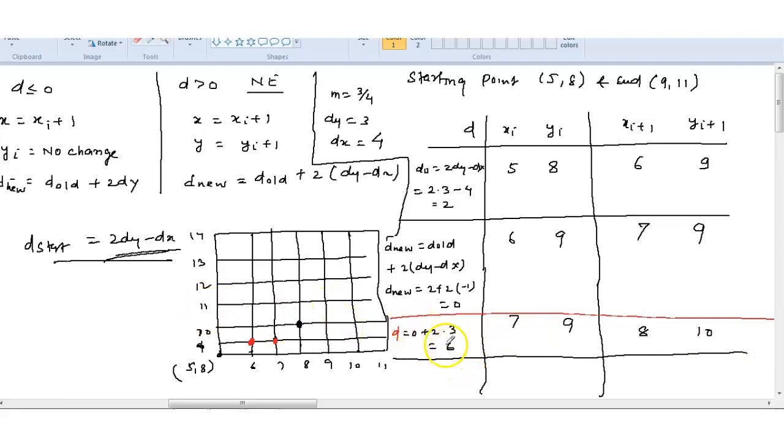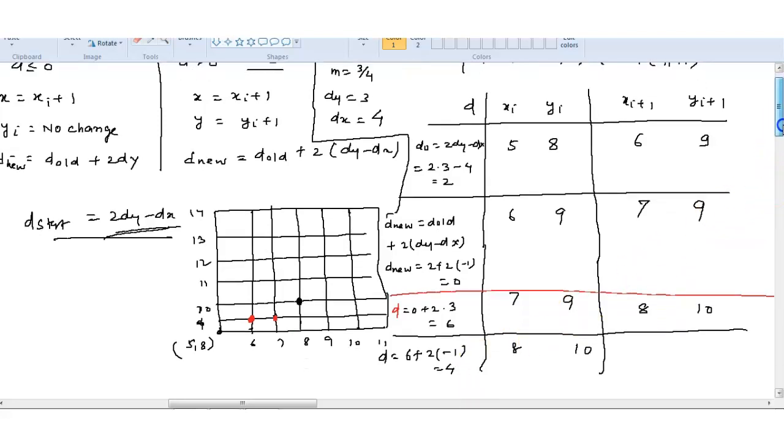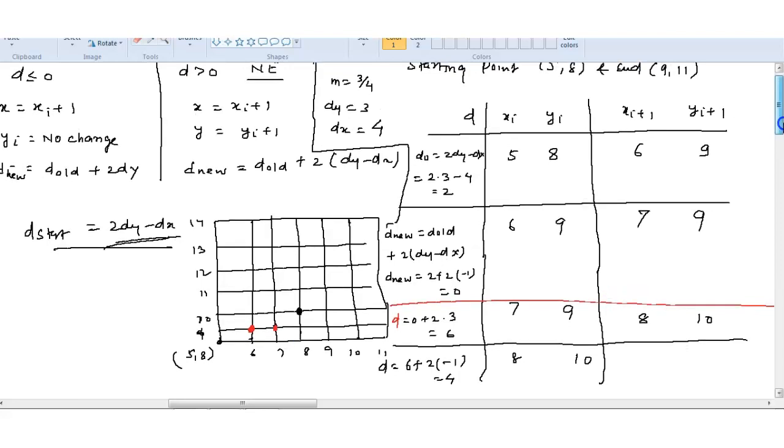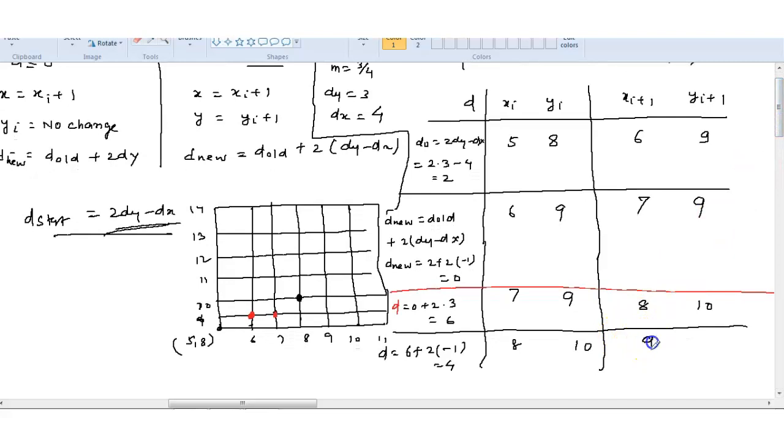Now d is positive here. We find the new d, which is d old plus 2 into dy minus dx, which is minus 1, which gives 4 here. So 4, this is just as it is at 8 and 10. If it is 4, d is positive, which means x increments and y also increments by 1. So 8 becomes 9, and 10 becomes 11.